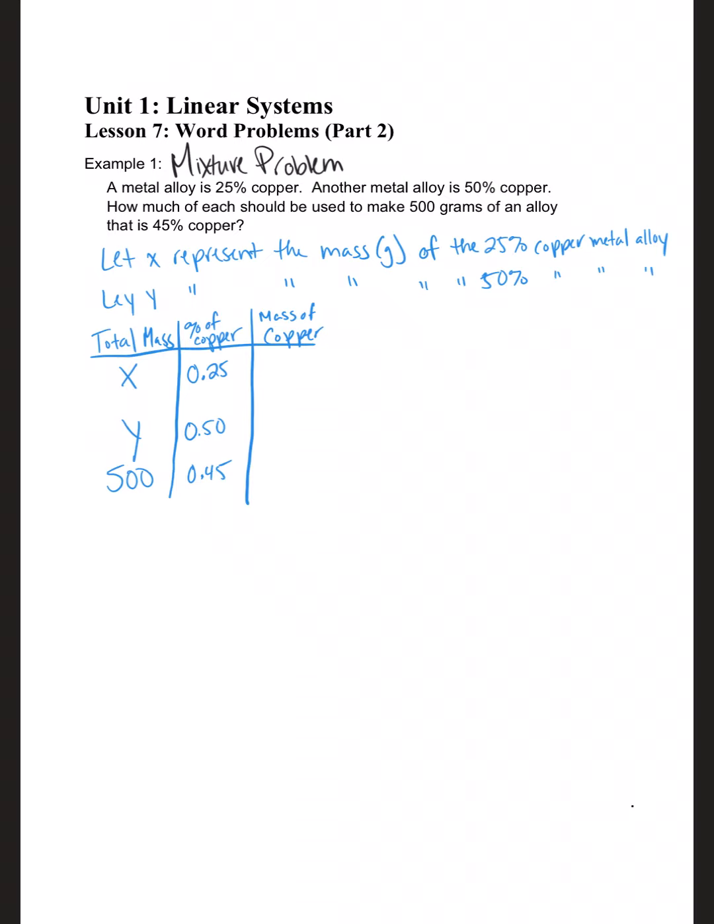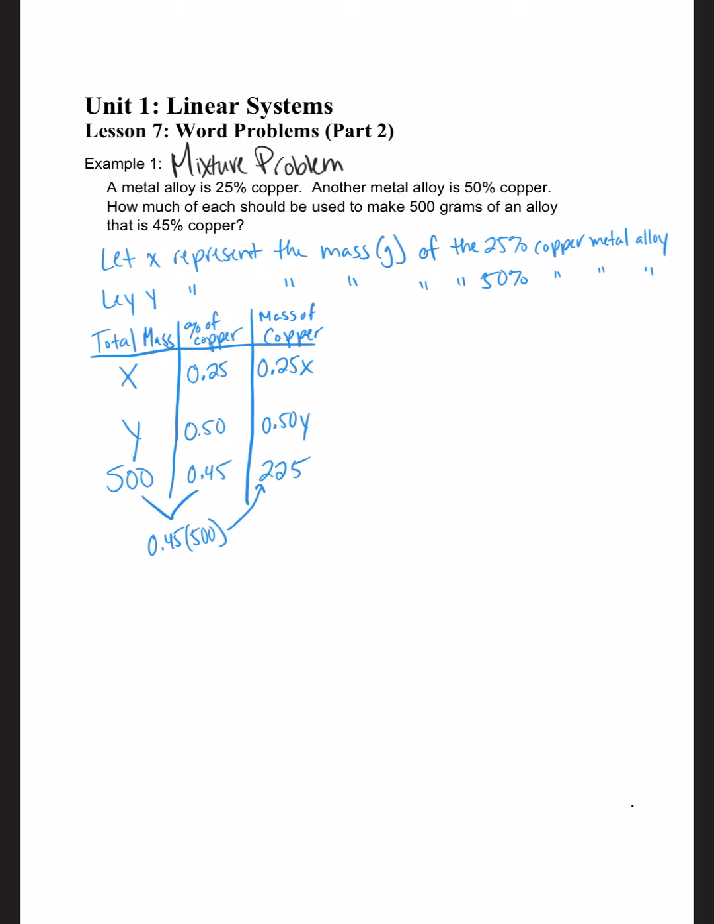We can represent that by multiplying those terms together. It's going to be 25% of X, so we represent that with 0.25X. 50% of Y is going to be copper. And then as a total within this mixture, we want it to be 45%. So again, 45%, and I'm just going to draw down here. It's going to be 45% of 500, so we can multiply those. And when we multiply 0.45 times 500, we should get 225.